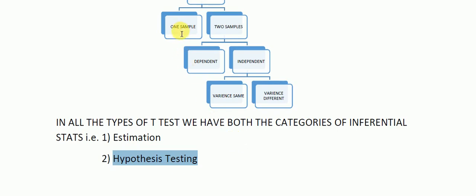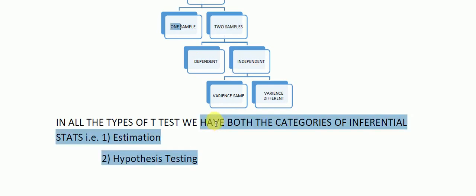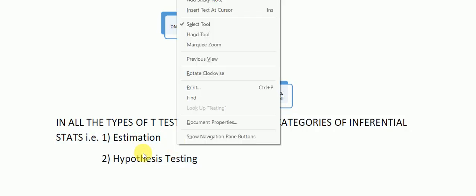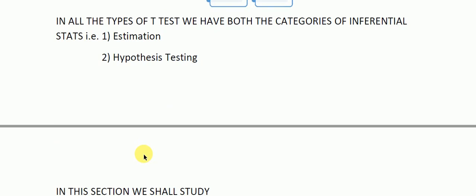If it asks us to perform hypothesis testing, we'll perform hypothesis testing. So for each one of them, this one, this one, this one, this one, this one, we can perform both of them. So we'll see we have various steps and formulas to calculate them. So let's see.